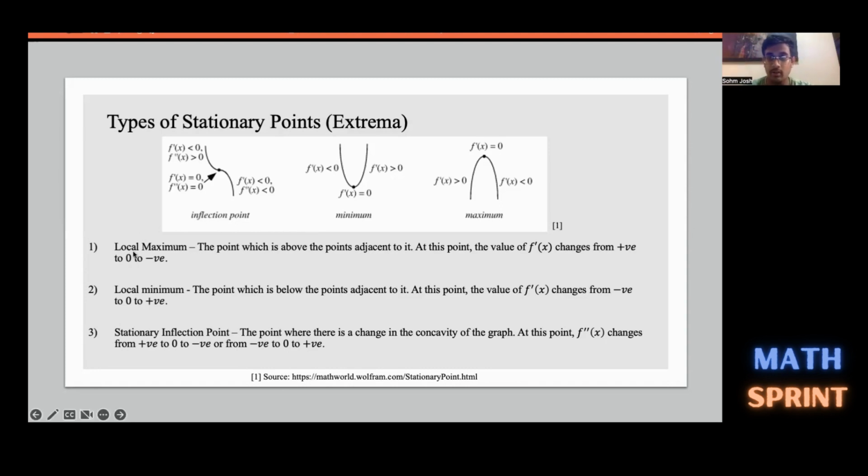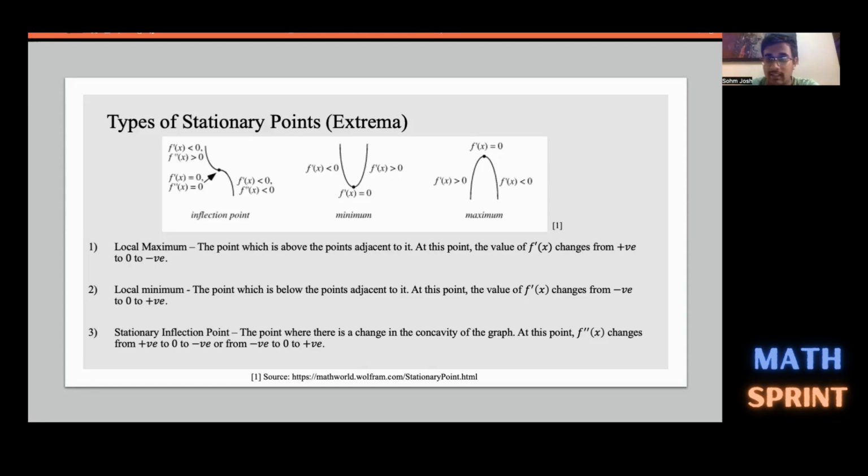The first one, the local maximum. A local maximum is basically a turning point where the graph's gradient changes from positive to negative. As a result, the local maximum is often greater than the points adjacent to it. So if this is the local maximum, then the points adjacent to it will always be below the local maximum. Also note that at the local maximum, the graph is concave down only, which makes sense if you think about it. If all the points adjacent to it are below the local maximum, then logically it should be concave down.